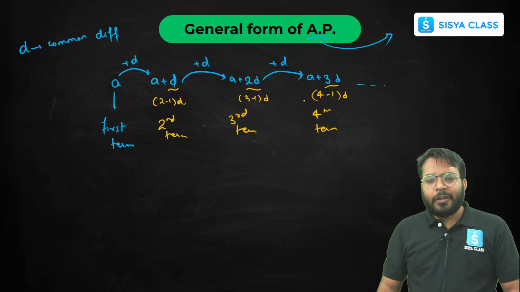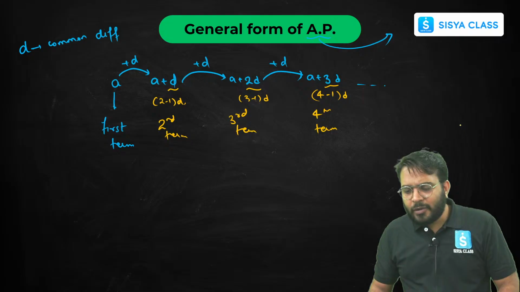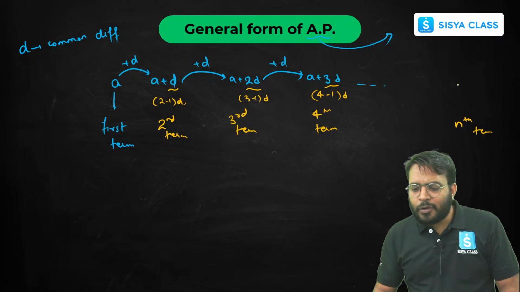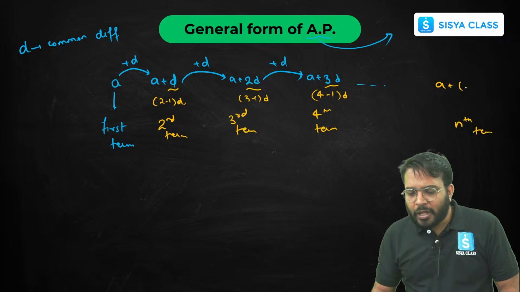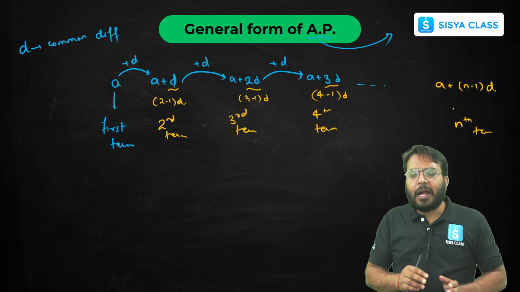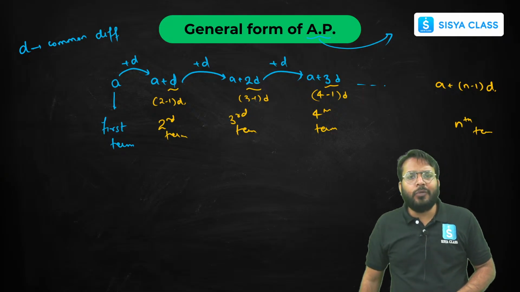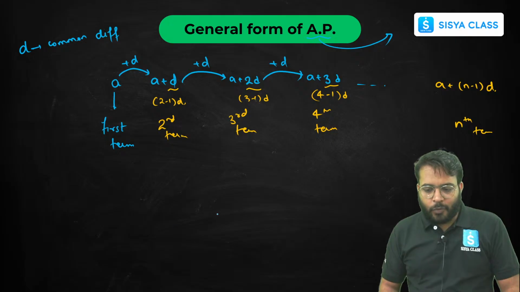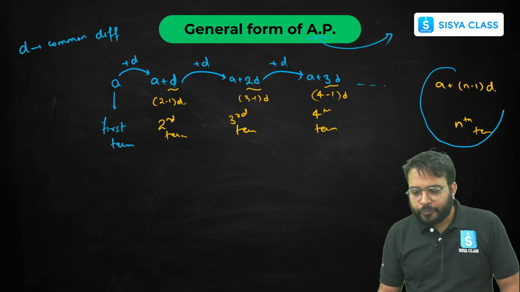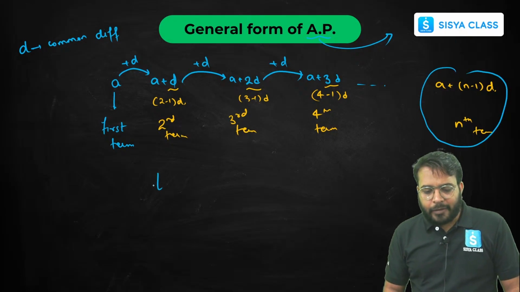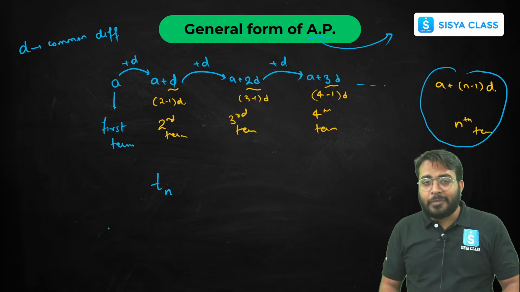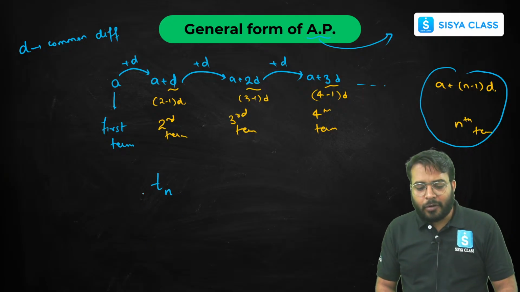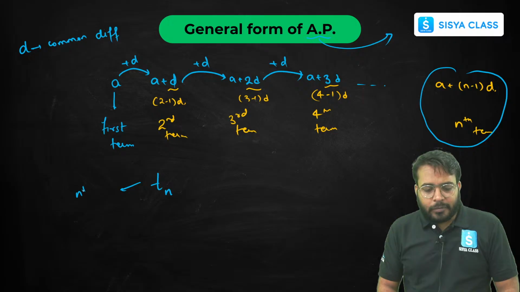In the same way, if I want to get my nth term, what will I do? I will add n minus 1 into D to the first term, that is A. So this is going to be my nth term. We represent the nth term as Tn, which means your nth term.